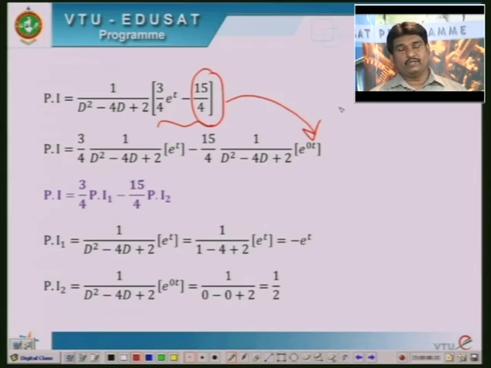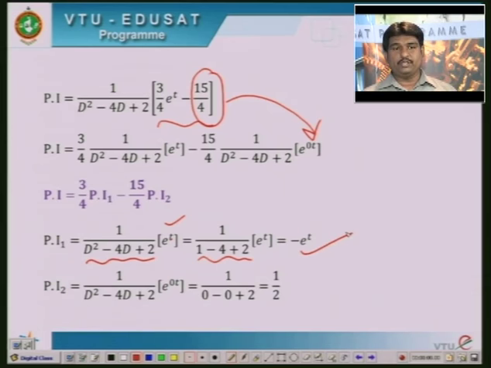Consider PI1, which is 1/(D² − 4D + 2) operated on e^t. Type 1: just replace D by 1, the coefficient of t. If we replace D by 1, we will get 1/(1 − 4 + 2) operated on e^t. So the answer is −e^t. Consider PI2, 1/(D² − 4D + 2) operating on e^(0t), to give 1/2.